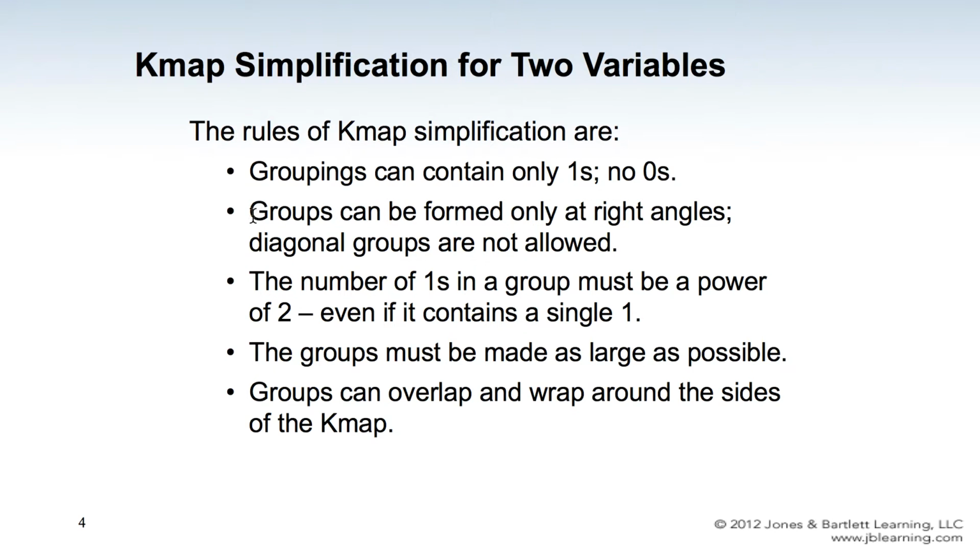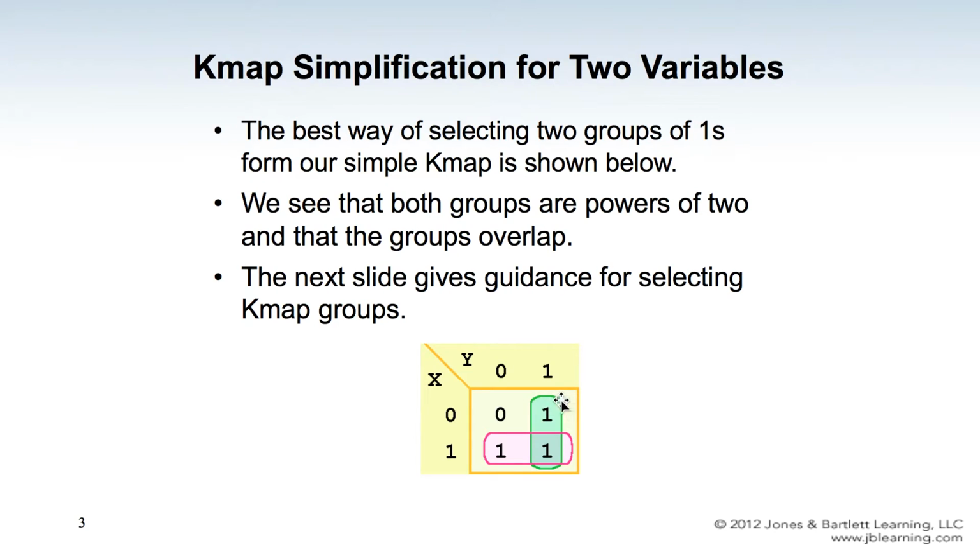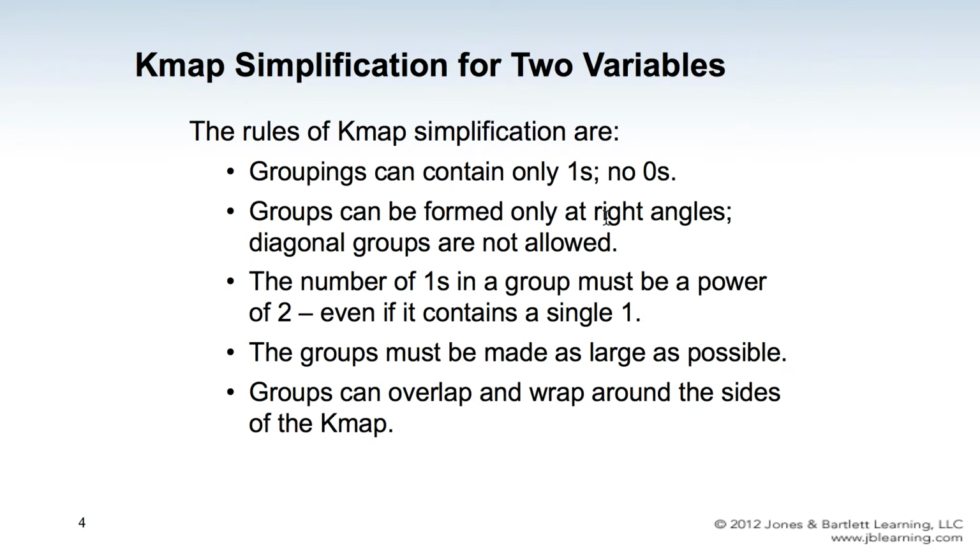The second rule says that groups can be formed only at right angles. Diagonal groups are not allowed. Back to the example, you can see this is a right angle here, and another right angle here. We cannot combine in this way. That's a diagonal, and it's not allowed in the Kmap simplification rules. Only right angles are allowed.